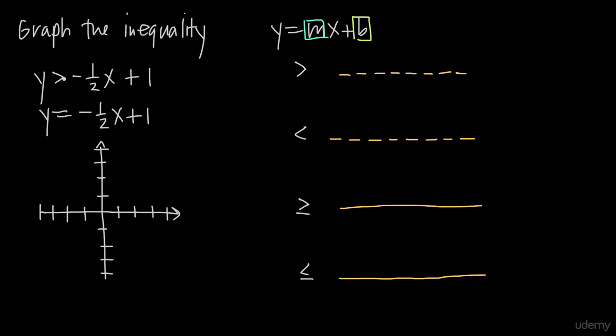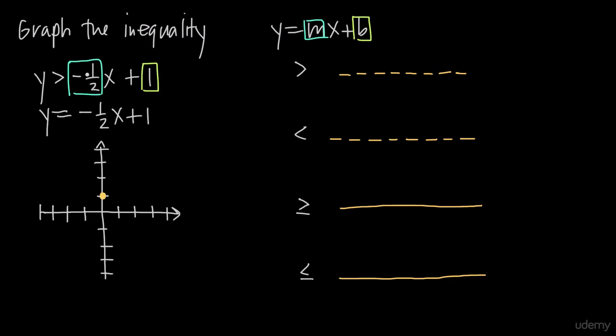In other words, just because we have a greater than sign instead of an equal sign doesn't mean that we can't call this the slope of our line. It doesn't mean that we can't call this the y-intercept of our line. So we're going to go ahead and plug these values in. The y-intercept is going to be +1, so that means +1 along the y-axis here, and the slope is -1/2.